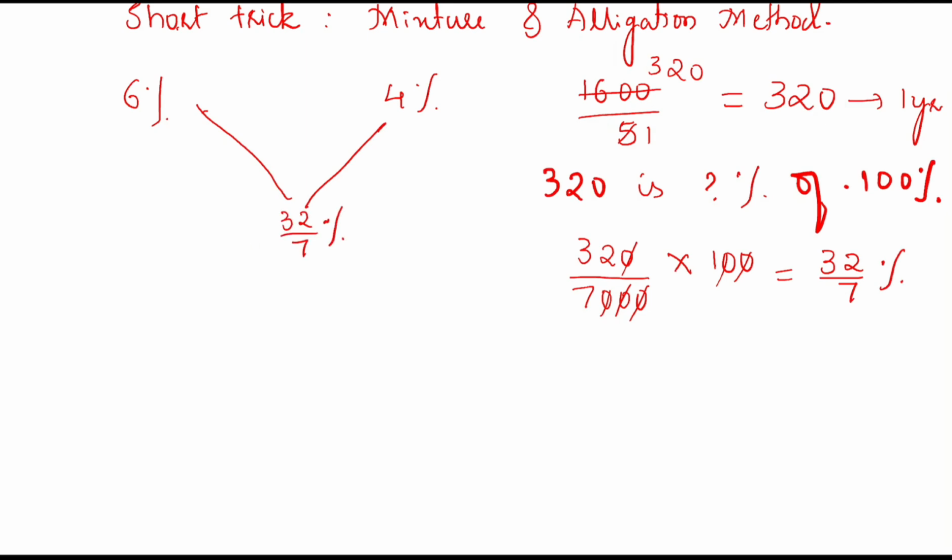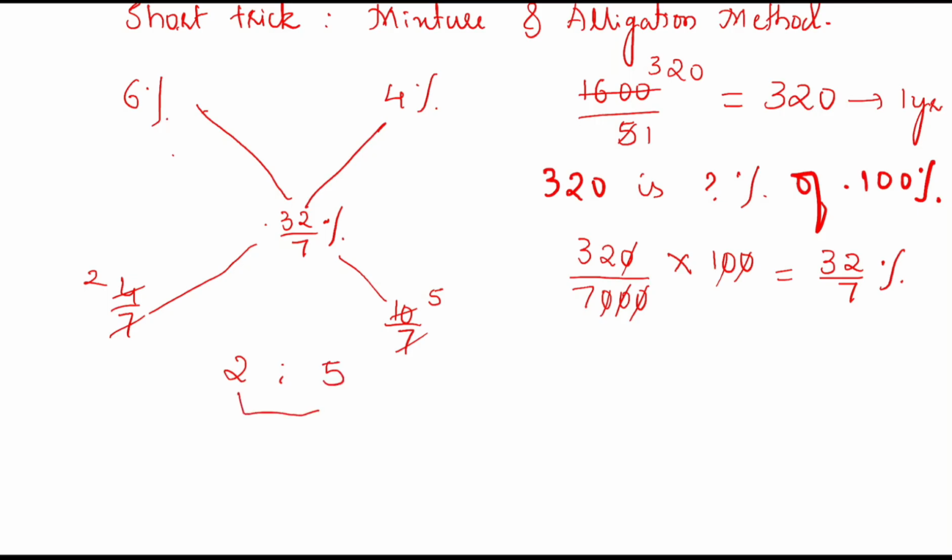Okay, then 4 minus 32 by 7, we will get 4 by 7, and this minus 6% we will get 10 by 7. Okay, so 7s cancel, 2s are, 5s are, therefore the ratio is 2:5.